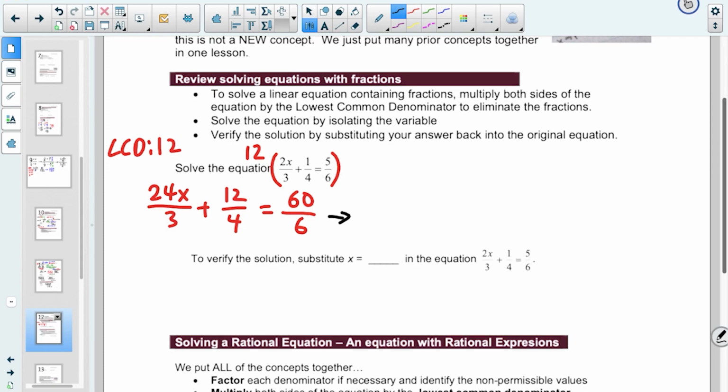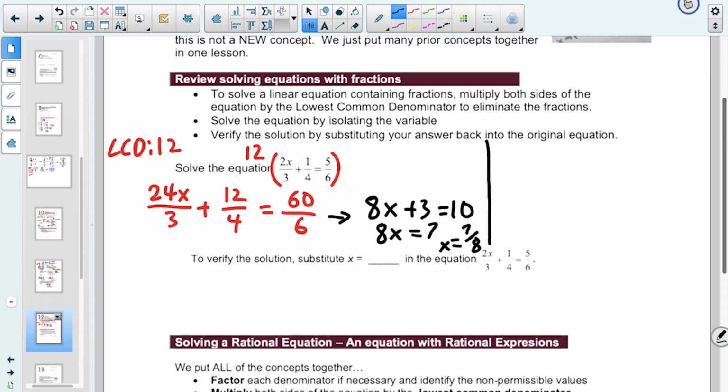Now what happens for us is we can get rid of, or simplify, some of our rationals here. So 24x over 3 gives me 8x. 12 over 4 gives me plus 3. And 60 over 6 is equal to 10. From here, I can solve this pretty quickly. I get 8x is equal to 7, and then from here, x is equal to 7 over 8.